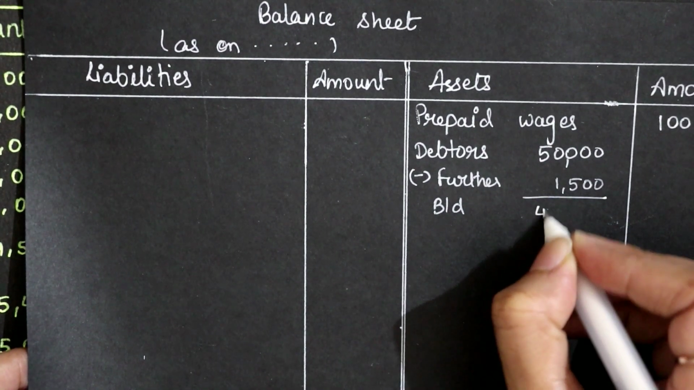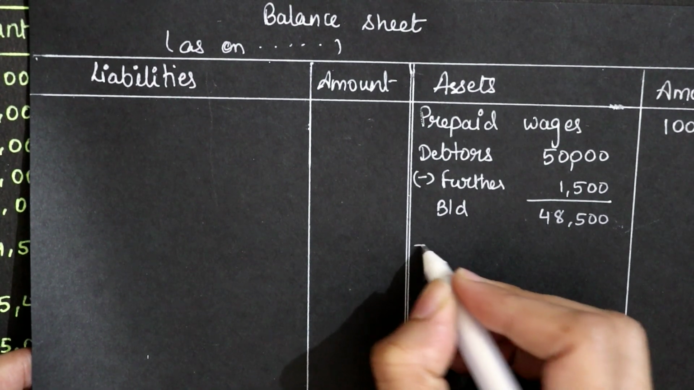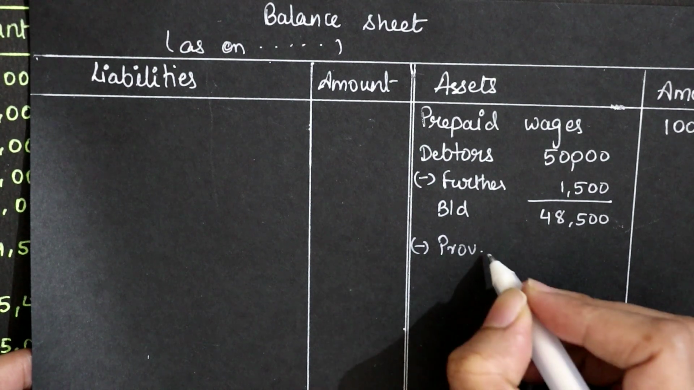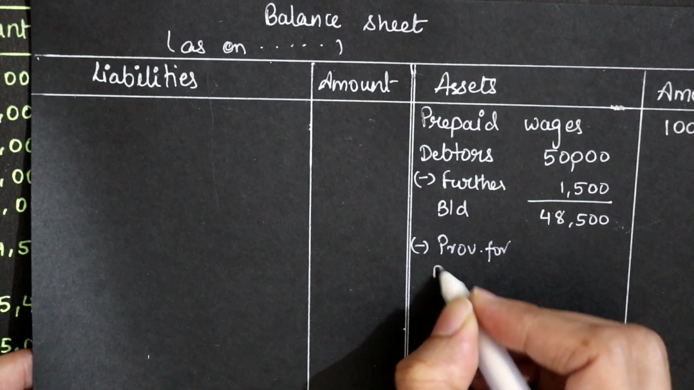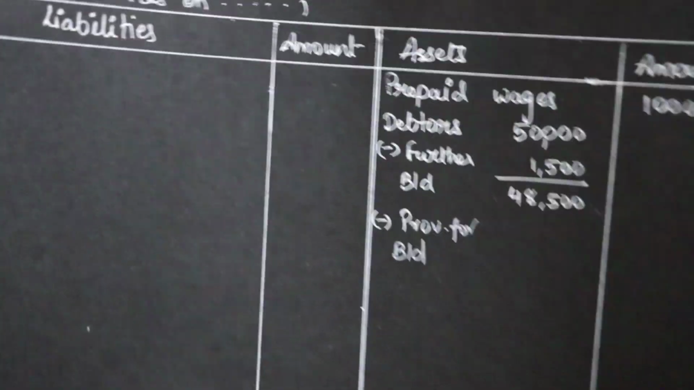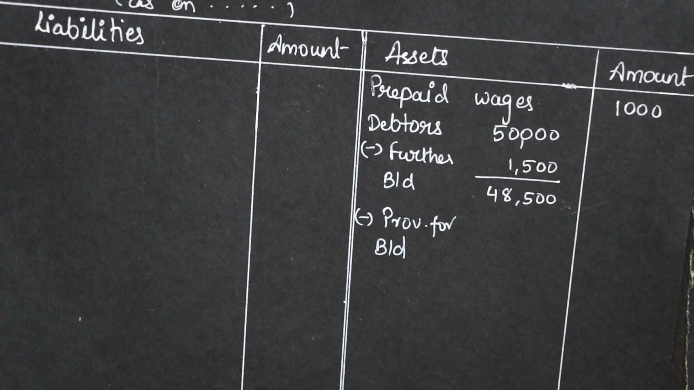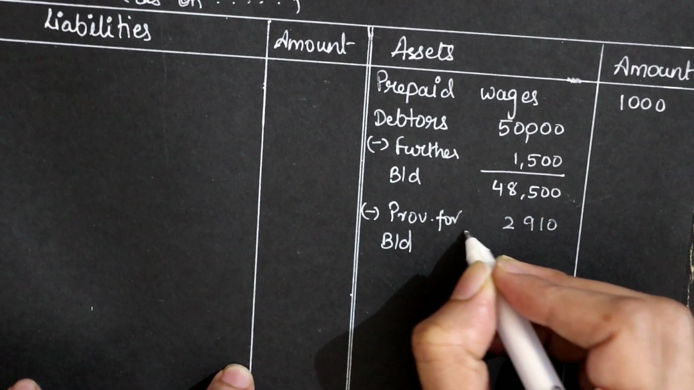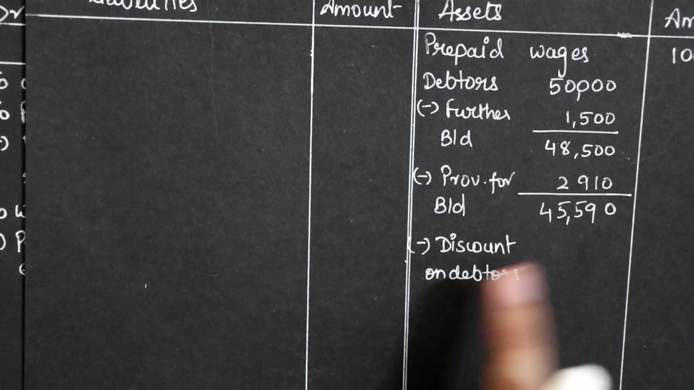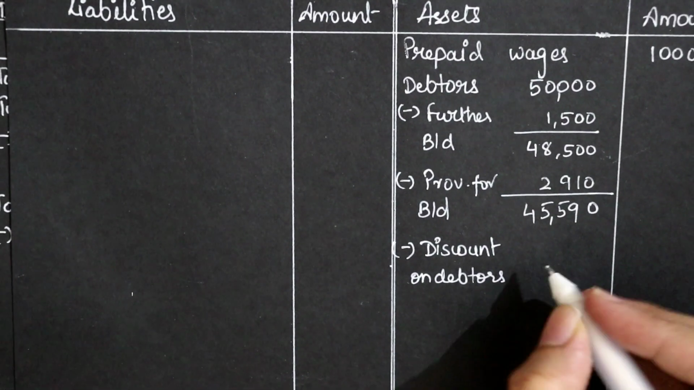It gives us 48,500 net debtors. From this amount, we will calculate the new provision for bad debts at 6%. So we will calculate 6% of 48,500. So on this amount we will calculate discount on debtors at 5%, which comes to 2280.